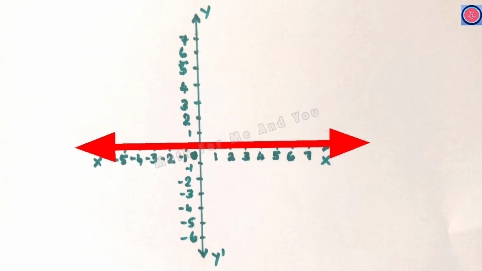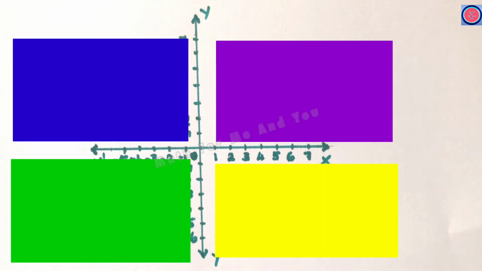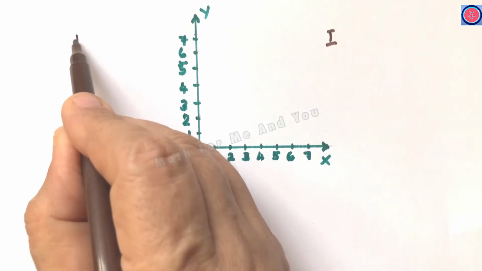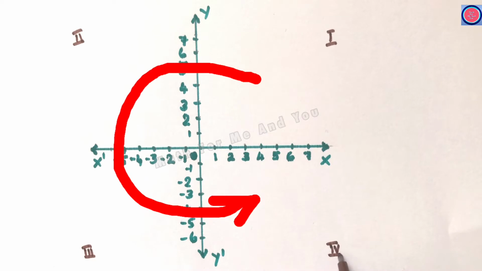Here we could see the x-axis and y-axis. The meeting point of x-axis and y-axis is known as origin. Also we can see with equal distances we have marked numbers on the x-axis as well as on the y-axis. Now we are getting 4 parts. They are known as quadrants. This is the first quadrant, and a second, then third and fourth. We have to name in this way.